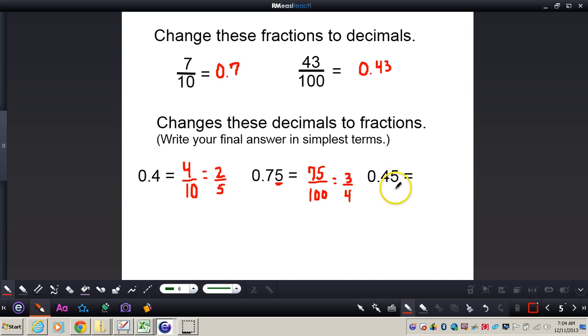Okay, my next one, 45 hundredths. You can see my 45 is going to be my numerator. The digits in my decimal will be my numerator. The final place value will be my denominator of 100. Now 45 hundredths reduced to simplest terms, that's going to give me 9 twentieths. I'm sorry, my mistake. Let me write that again. So 9 twentieths would be my answer, reduced to simplest terms.